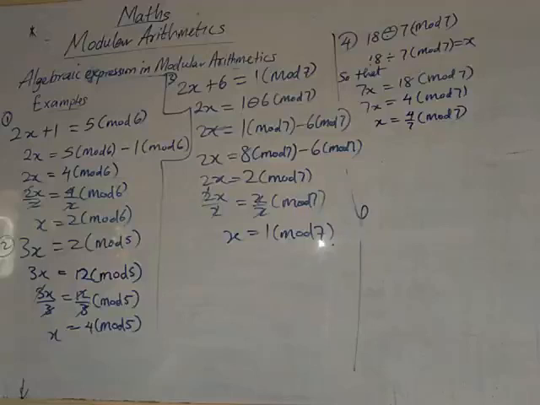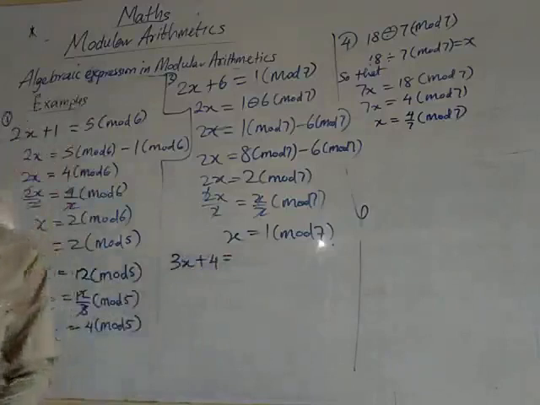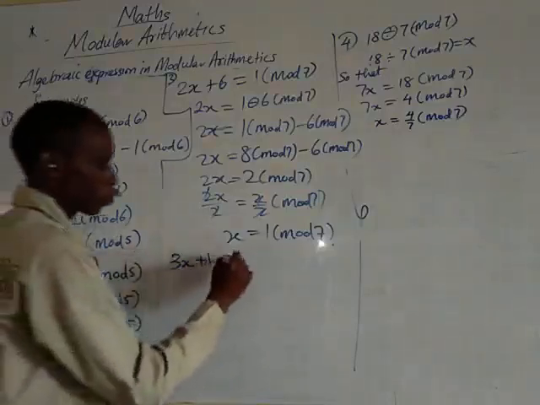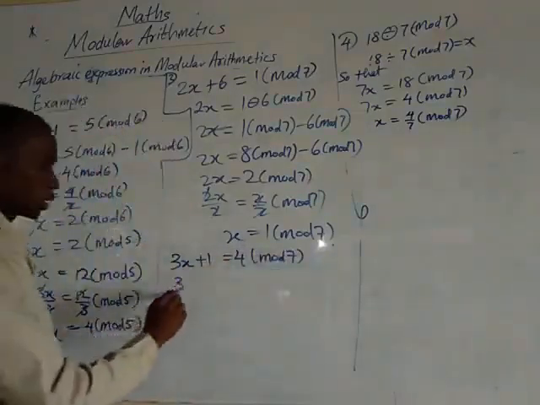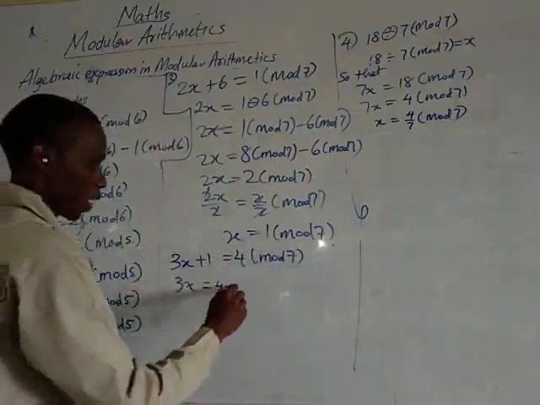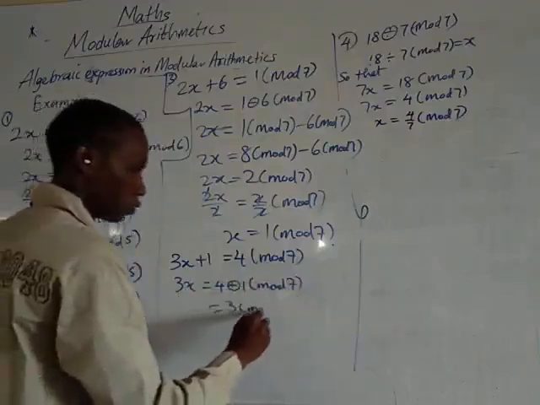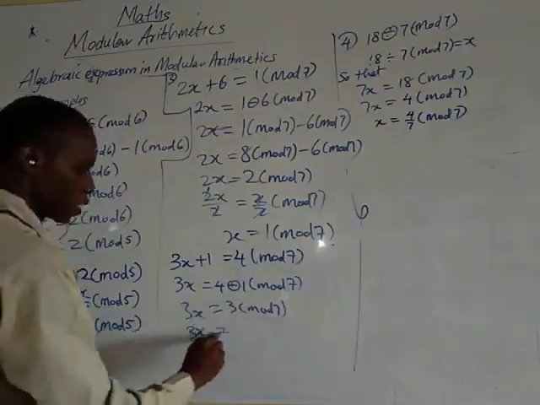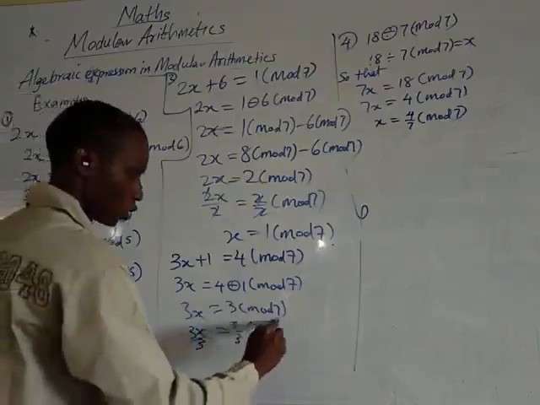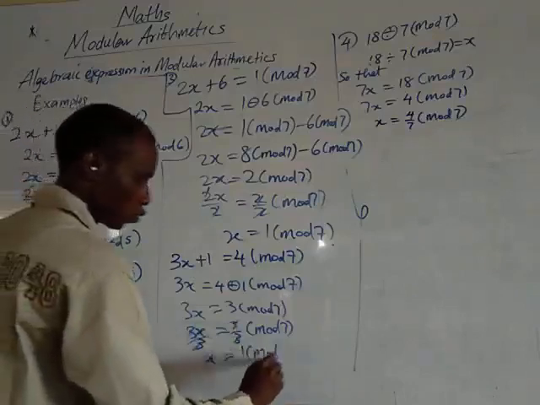I think I still have one more here to give out. If I have 3x plus 1 equals 4 mod 7, I'll be having 3x equals 4 minus 1 mod 7, which will give me 3 mod 7. So my 3x equals 3 mod 7. I can have 3x divided by 3 equals 3 over 3 mod 7. So 3 cancels 3, I have x. 3 over 3 is 1. x is 1 mod 7.